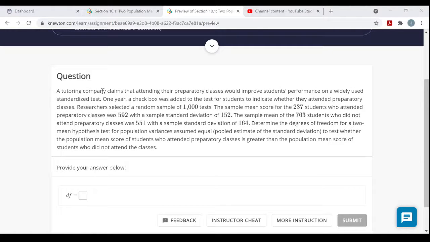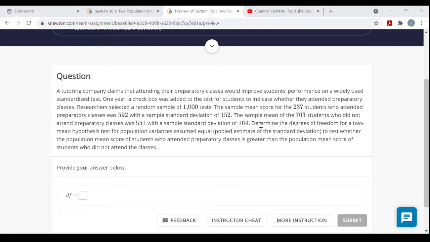Okay, so a tutoring company claims that attending their preparatory classes would improve students' performance on a widely used standardized test. One year, a checkbox was added to the test for students to indicate whether they attended preparatory classes. Researchers select a random sample of 1,000 tests. The sample mean score for the 237 students who attended preparatory classes was 592, with a sample standard deviation of 152. The sample mean of the 763 students who did not attend preparatory classes was 551, with a sample standard deviation of 164.